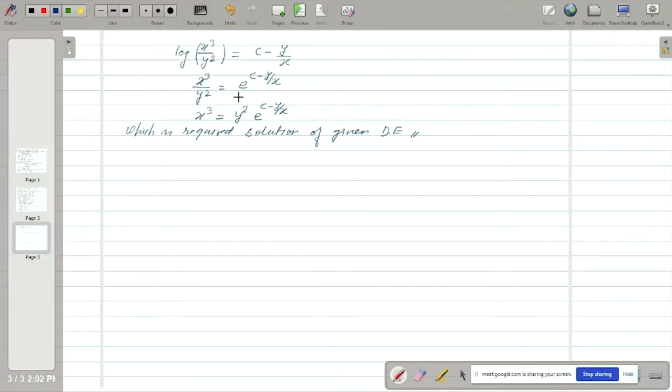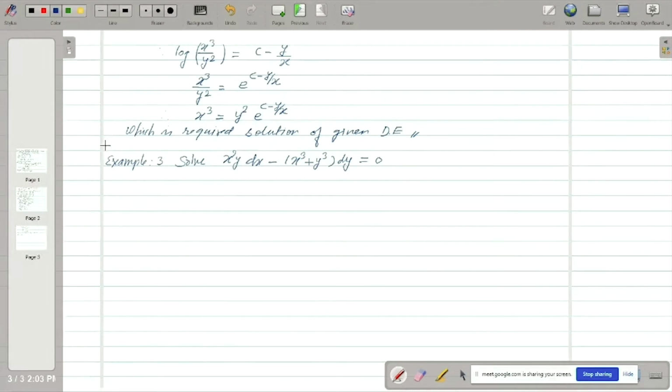So let us begin next. Should I give one problem exercise? So let us take an exercise problem. Example number 3. Solve the differential equation x square y dx minus x cube plus y cube dy equals 0.